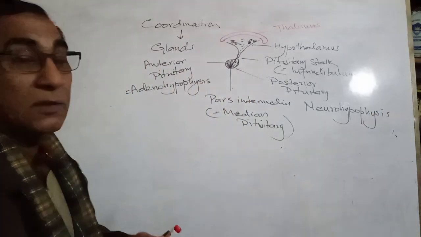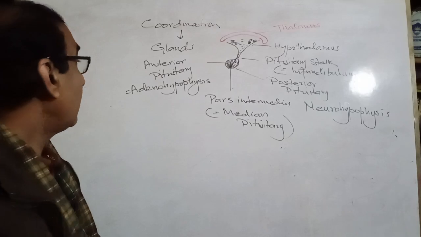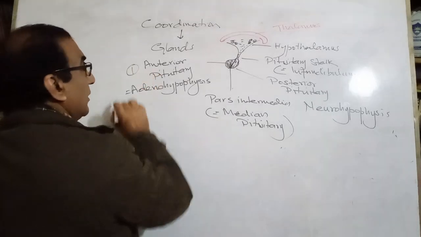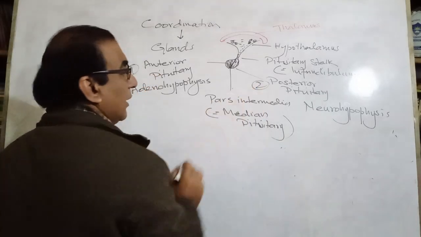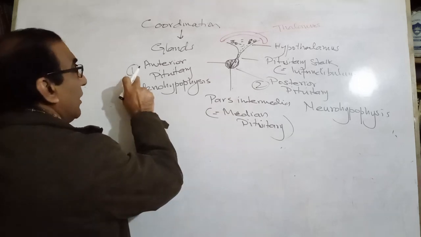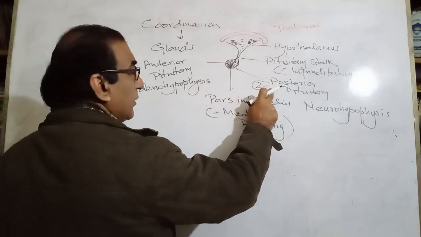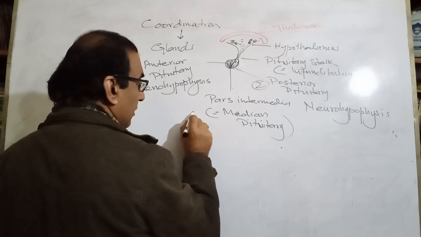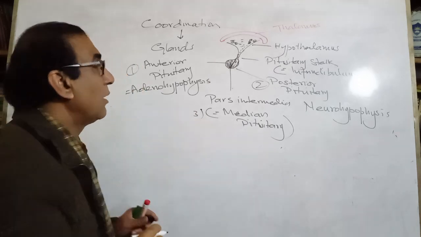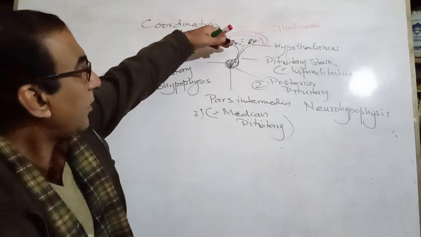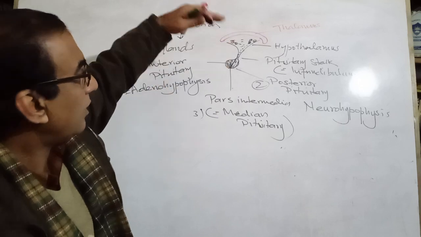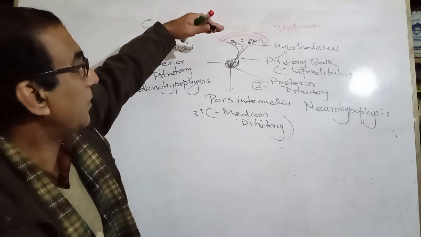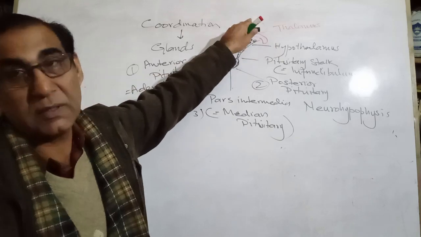So there are three parts of the pituitary gland. One, anterior pituitary, two, posterior pituitary, and three, median pituitary. And the hypothalamus is present below the thalamus.